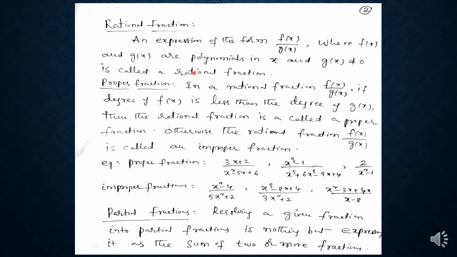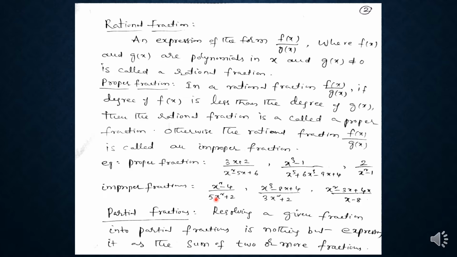An improper fraction means, in a rational fraction f(x)/g(x), if the degree of f(x) is greater than or equal to the degree of g(x), it is called an improper fraction. So if the degree of the numerator is greater than or equal to the degree of the denominator, it is called an improper fraction. For example, (x² − 4)/(5x² + 2).